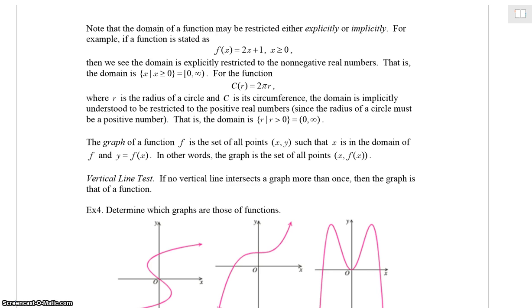That is, the domain is the set of all real numbers x such that x is greater than or equal to 0. That is, bracket 0 to positive infinity.